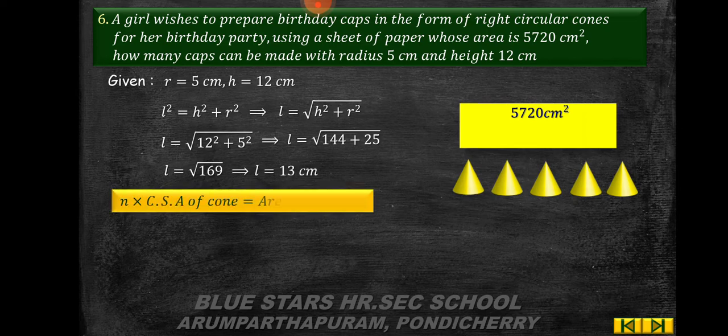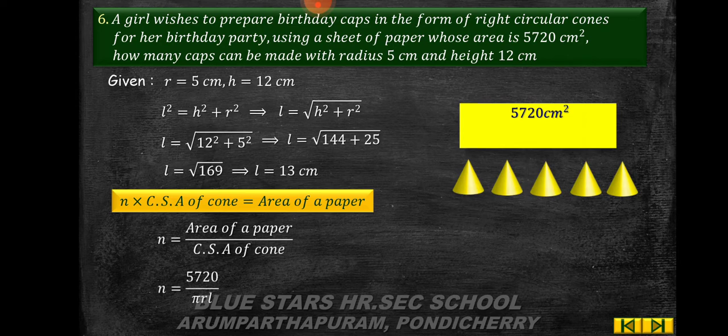Therefore, N is nothing but the number of caps. So N into CSA of a cone is equal to area of the paper. So N is equal to area of the paper by CSA of a cone. So N is equal to area of the paper, which is 5720, divided by pi R L. Therefore, N is equal to 5720 divided by 22 by 7 into 5 into 13.